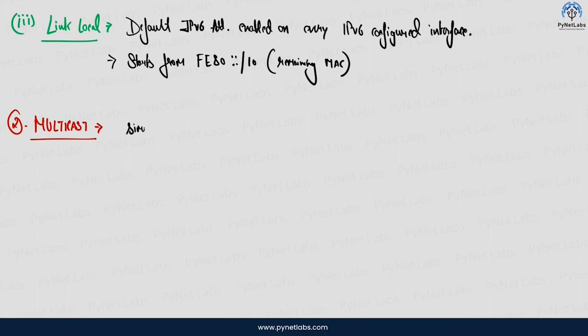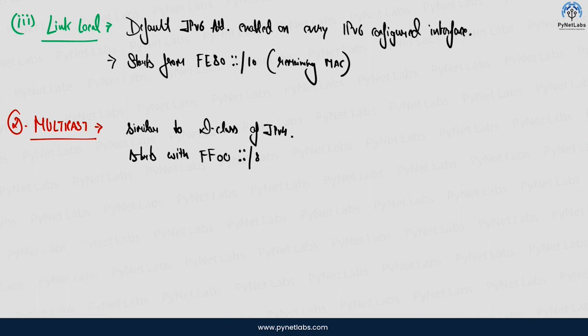So this multicast is nothing but similar to the D class of IPv4. So multicast addresses are also there. It always starts with FF00. It starts with double F double 0, and I'll put a double colon and /8. So this is the representation given to the multicast IP.